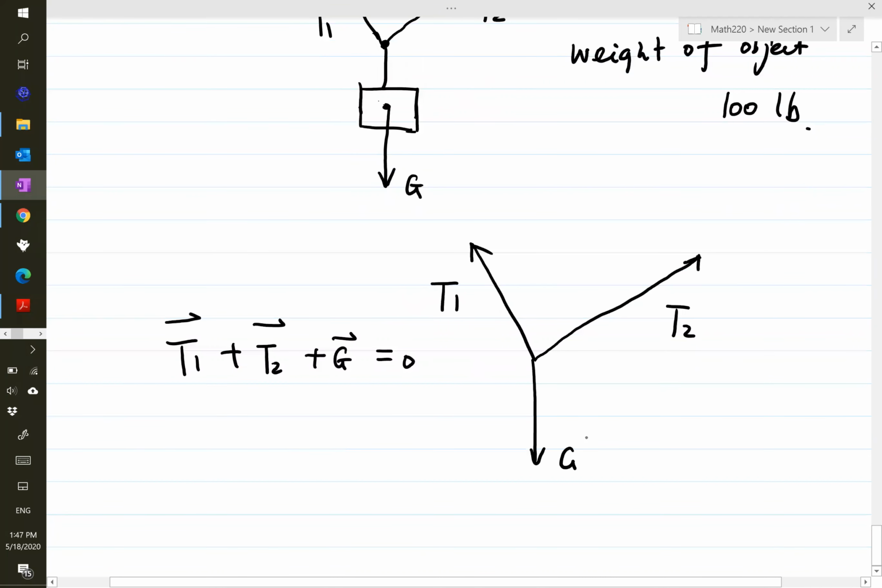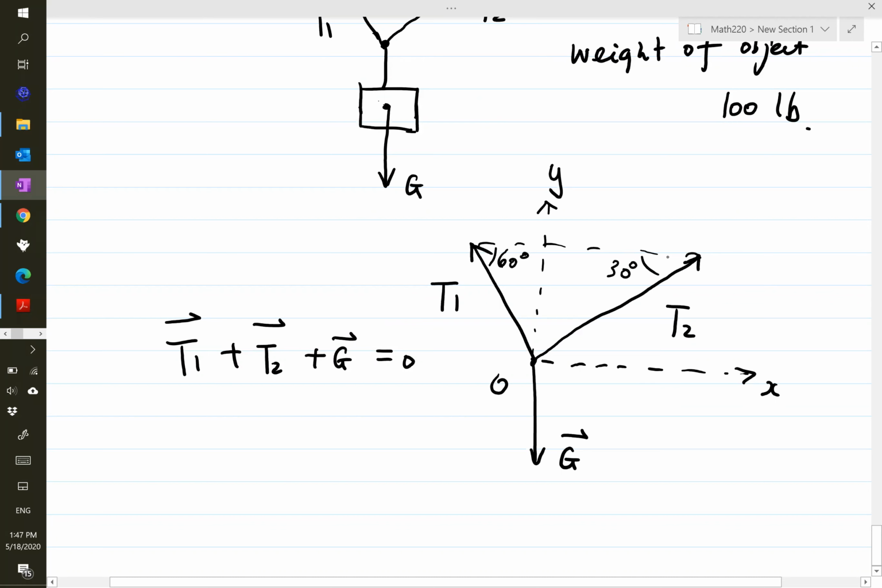This is G. This is O. Suppose we have X direction here, and we have Y direction. Let's use dotted line. Now we use geometry to find the angles. So this is 60. This is 30.